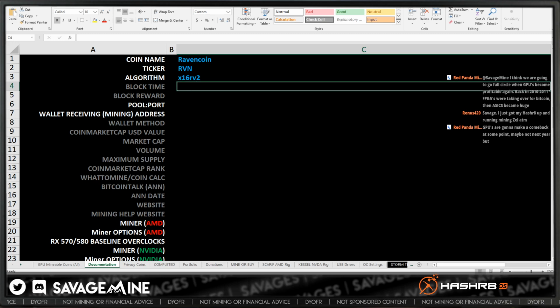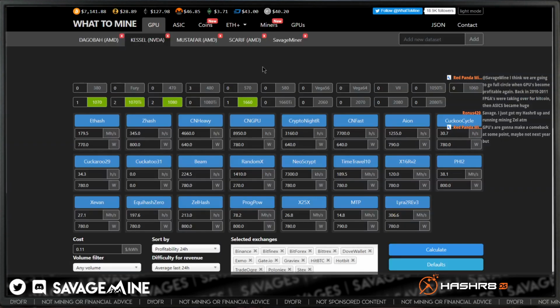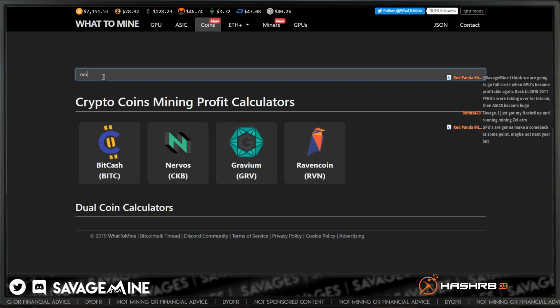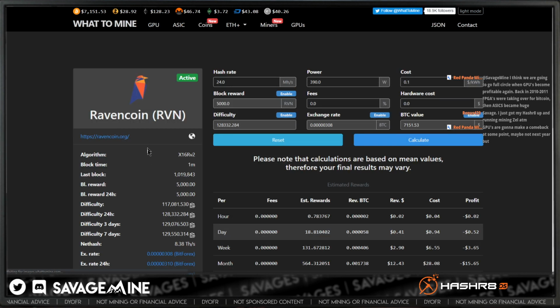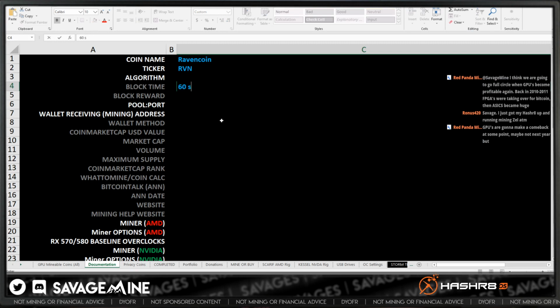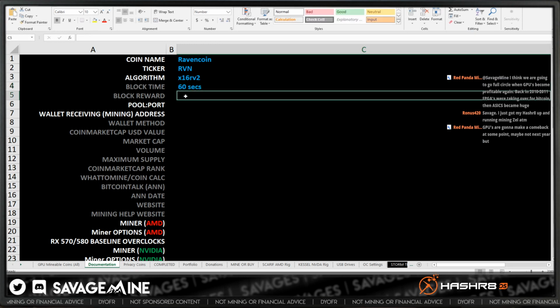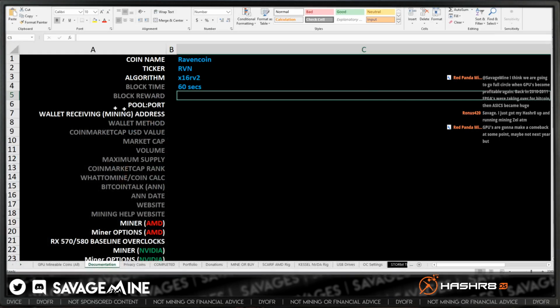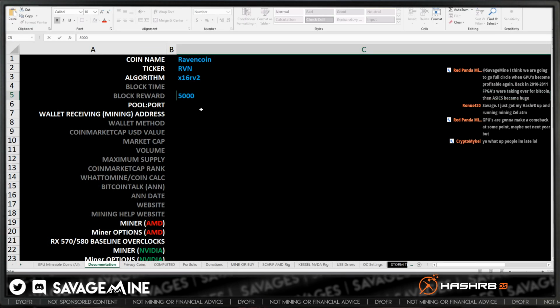All right, so let's go and collect our data, and I'll show you where to get it from. I'm going to go to What To Mine, go to coins, and then look for Raven. That'll give us some important information. You can see right here, algorithm X16RV2, block time is 60 seconds. So we can throw that in our documentation. Not that you have to have it, but it's good to have so that you know the project and what's going on with it. I think block rewards are 5,000 still, yep.